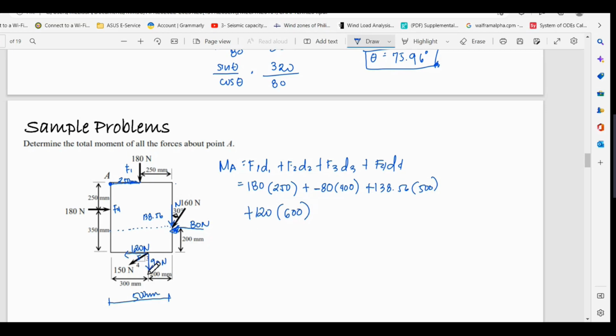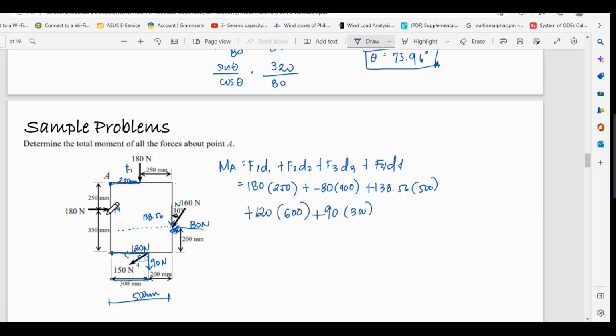Next is its Y component, which is 90 Newton. What is the distance perpendicular to our point A? This distance here is 300 millimeters. When we push the 300 millimeters, it is the same no matter where you refer, it can be here or here. So when we push the force of 90 Newton, our stick will move in a clockwise direction, so it is still positive. Okay, so we're done with F3.